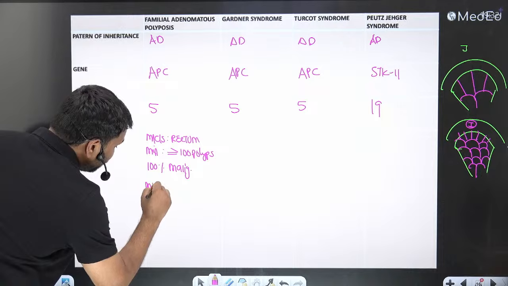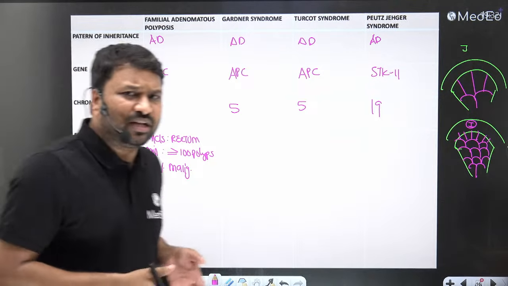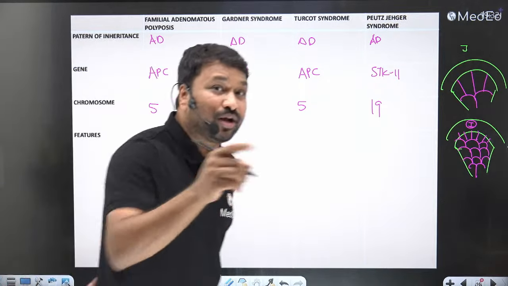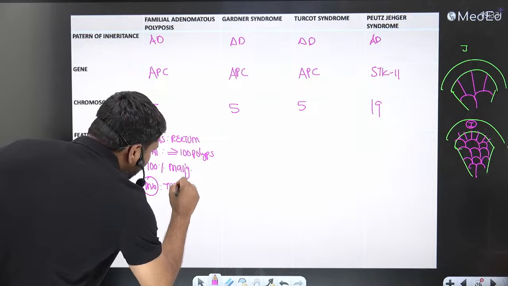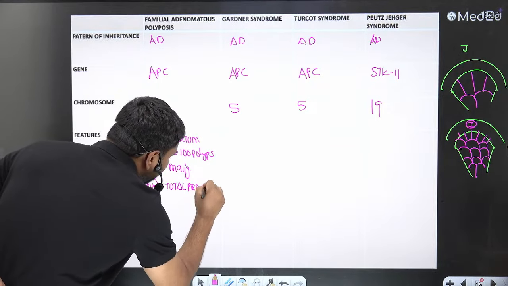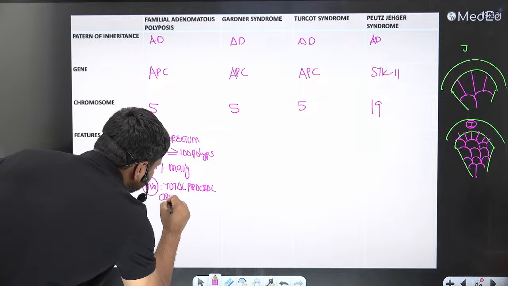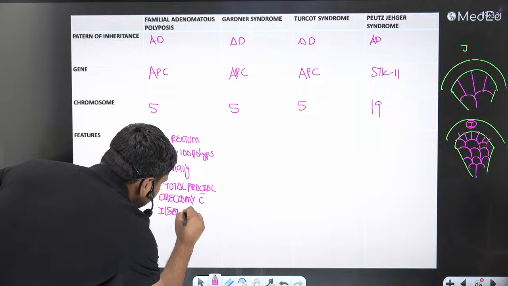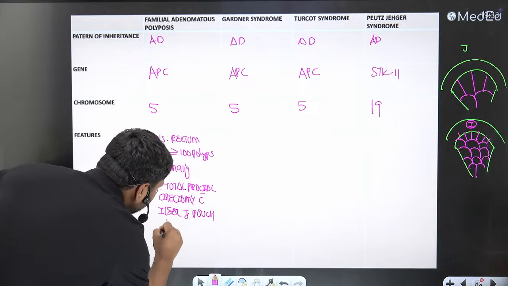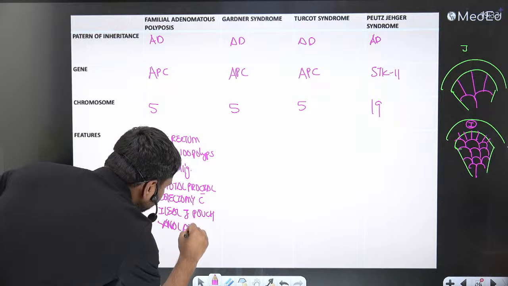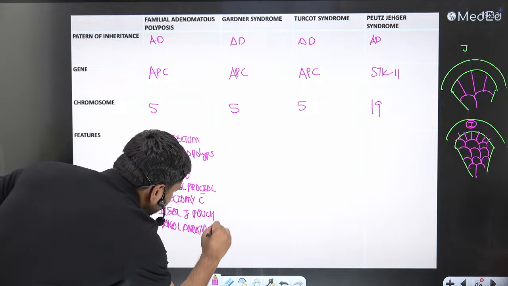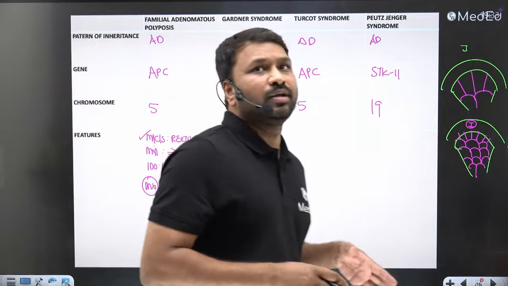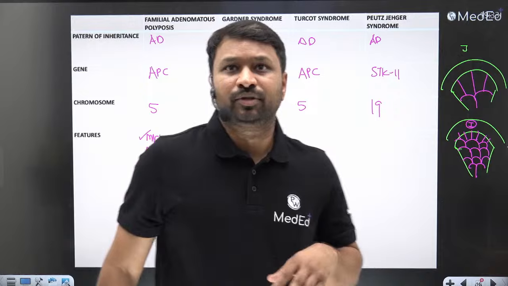The management whenever you have a patient with FAP. Number one, I will screen the family members for APC gene mutation, but here I will do the same as we did for your ulcerative colitis. That is going to be your total proctocolectomy with ileal pouch anal anastomosis. This is the management in your FAP, right?